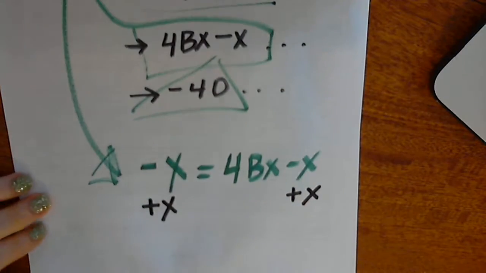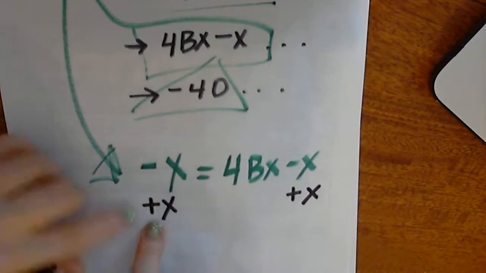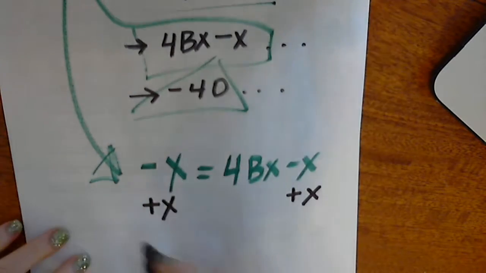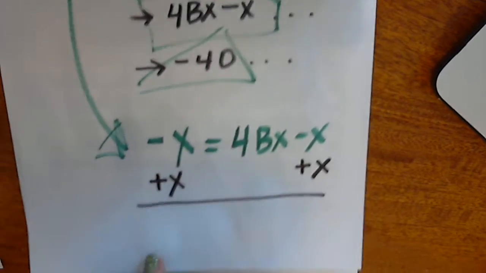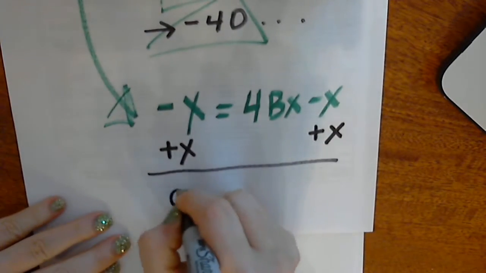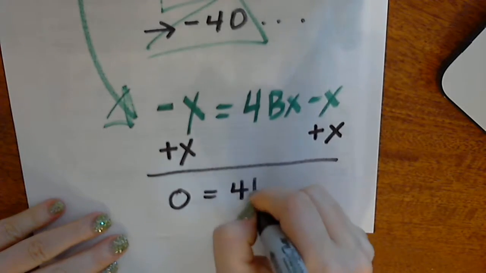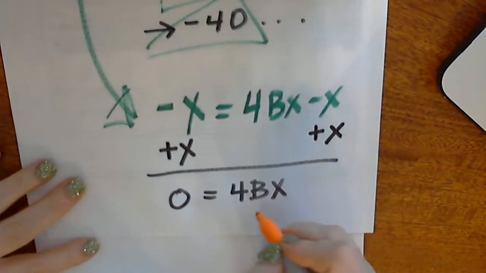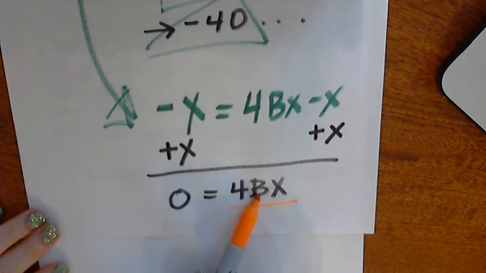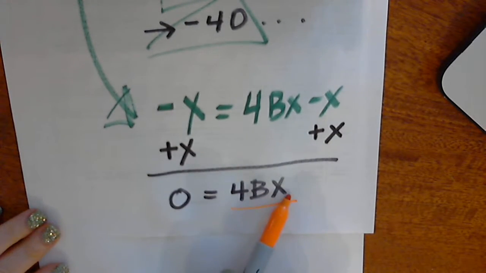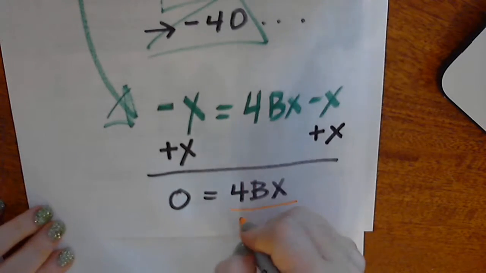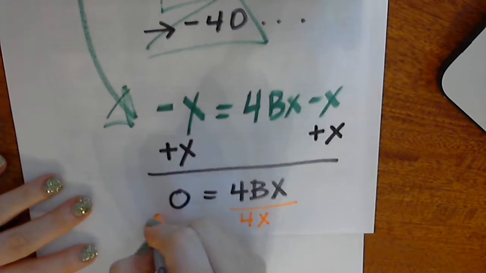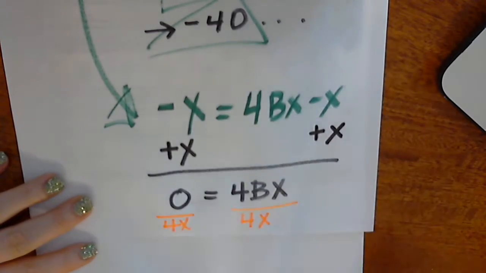And the reason why I want to add x to both sides is because I noticed that if we have a minus x and a plus x here, that's going to give us a 0. That's always a good choice. 0 equals 4bx. Now from here, we want b by itself. We don't want 4b and we don't want bx. We want just b. So we want to get rid of the 4 and the x. So we can divide both sides by 4x.